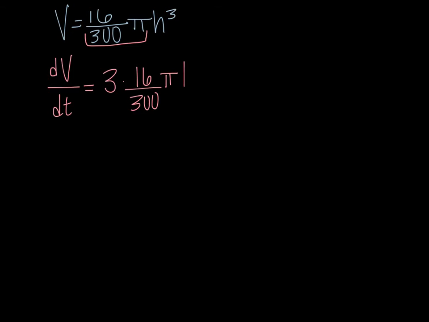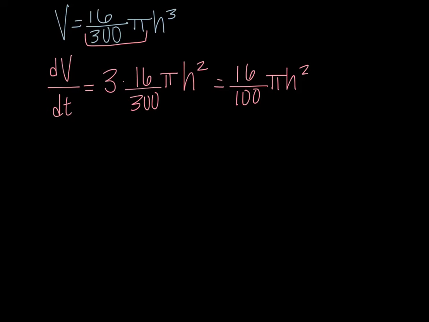and subtract 1 from my exponent. I can simplify this. This is going to be 16/100 pi h squared. That's dV/dt.